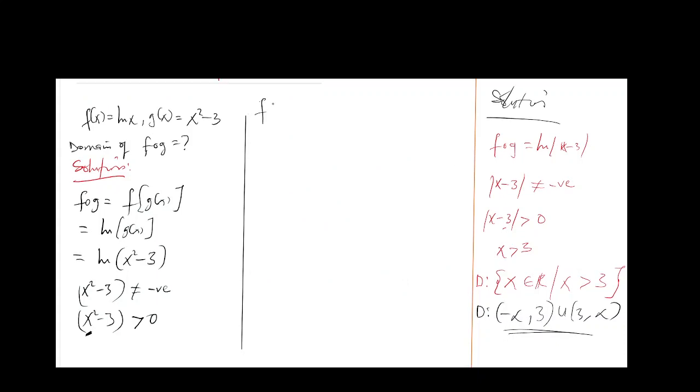Given that f of x is ln x, and you have your g of x to be a rational function, which is 1 all over x plus 2, now determine the domain of f of g. You can pause the video now. When you are done, leave your answers in the comment section.